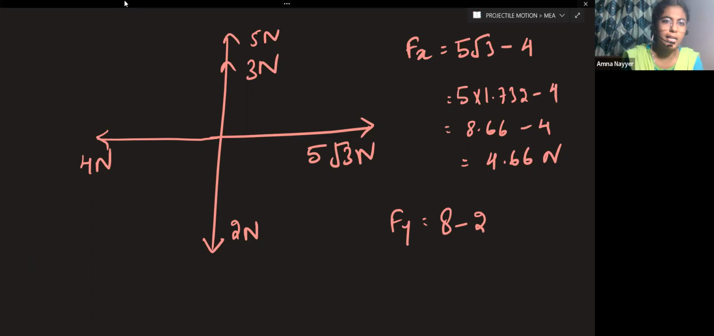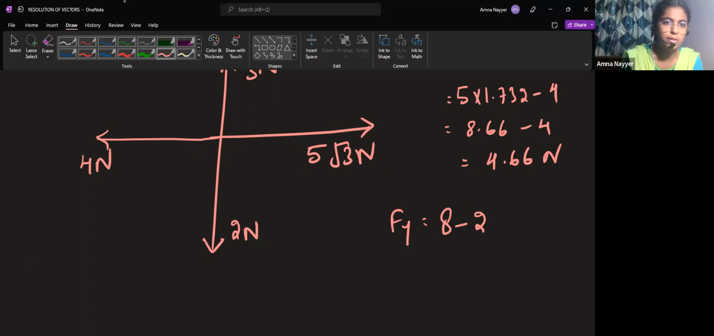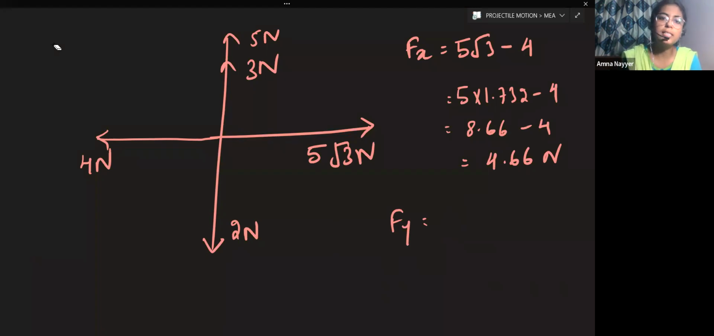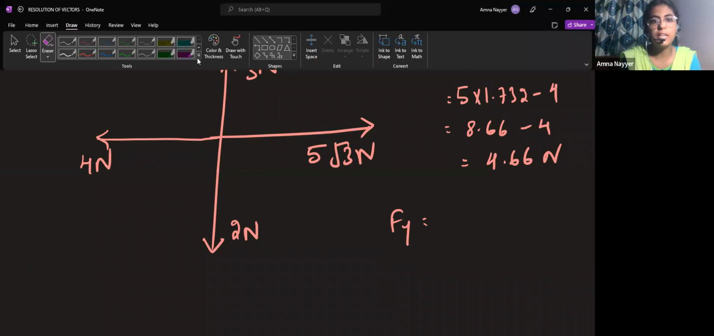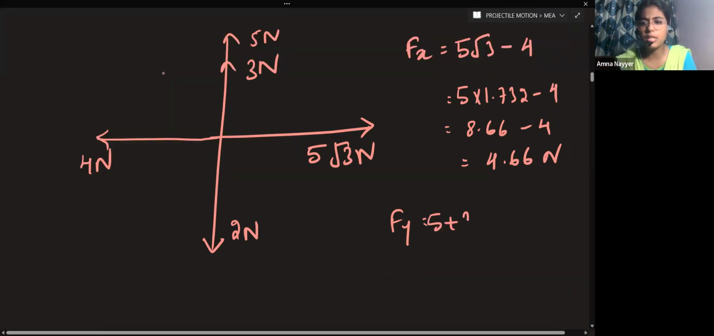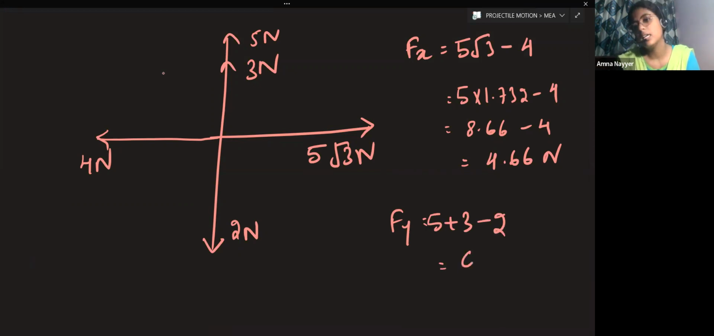I'll write down the whole statement, otherwise it will be confusing. This is how we write the sign convention: one as positive, one as negative. Like 5 and 3, they are in the same direction. So let's say both of these are positive and minus 2, like this. So this becomes 6 Newton. You have Fy with you.